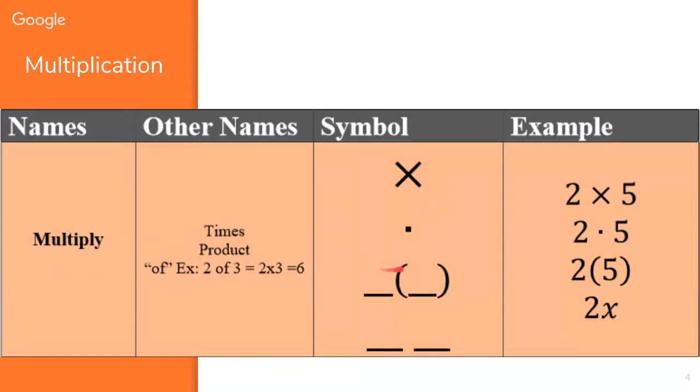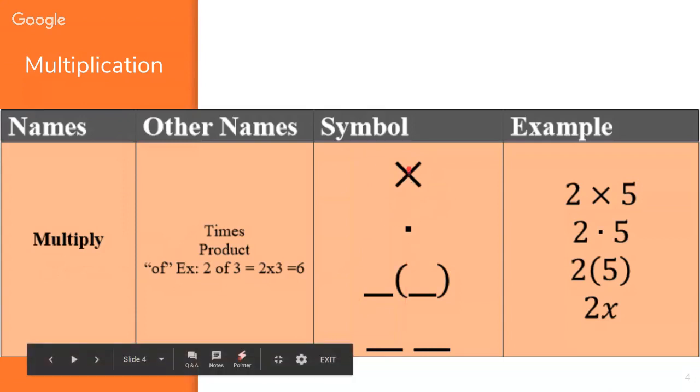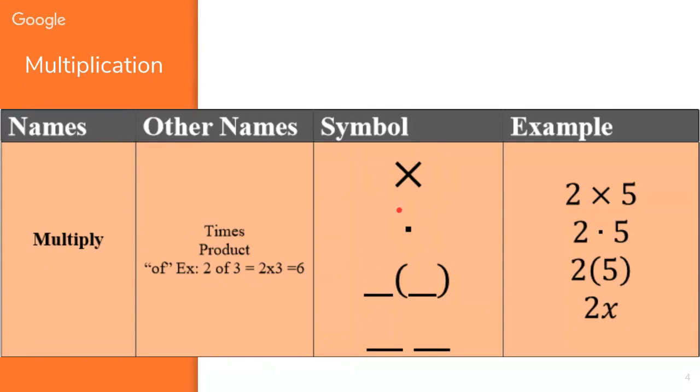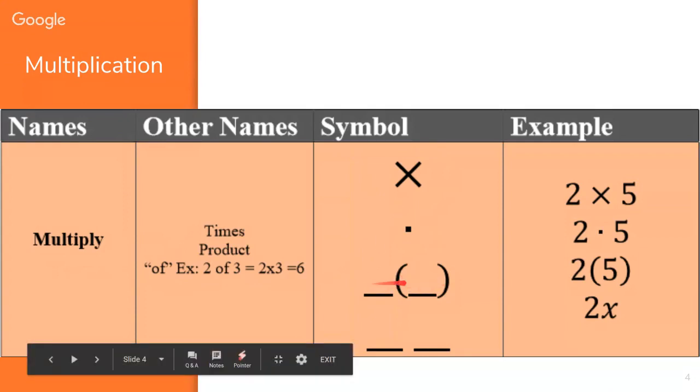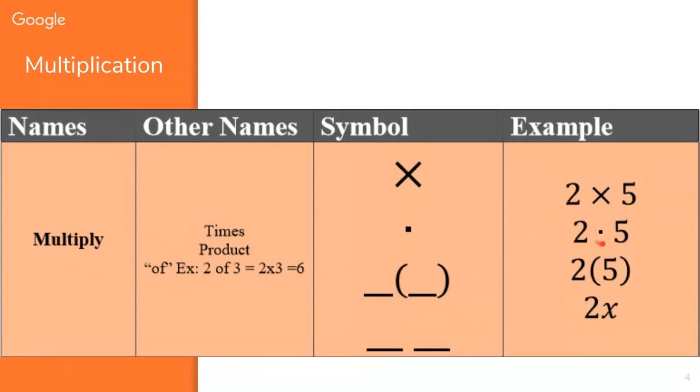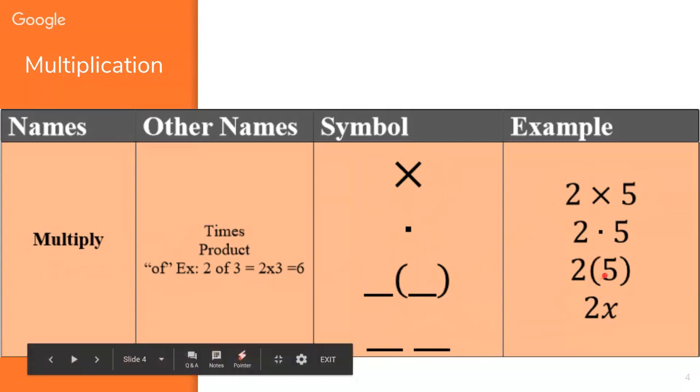You have several different symbols here. The cross or the X here, the dot, number with parentheses, or just sometimes two things put together, like the number and the variable. All of these mean multiply. So for example here, 2 times 5 using the X, 2 times 5 using the dot, and 2 times 5 simply using parentheses, because these parentheses without a symbol in between means multiply, or just a number and a variable without anything in between, it also means multiply.